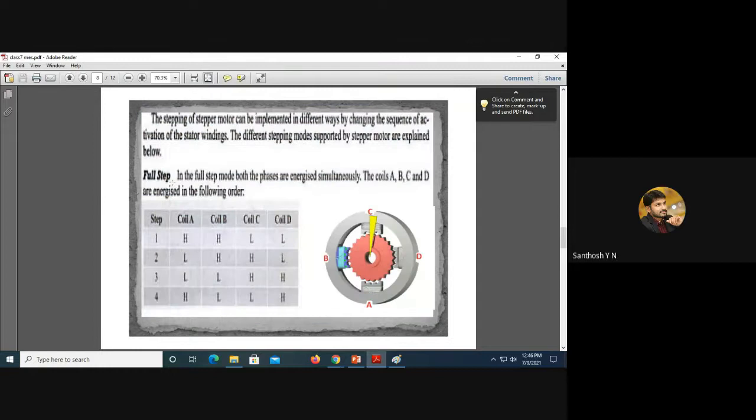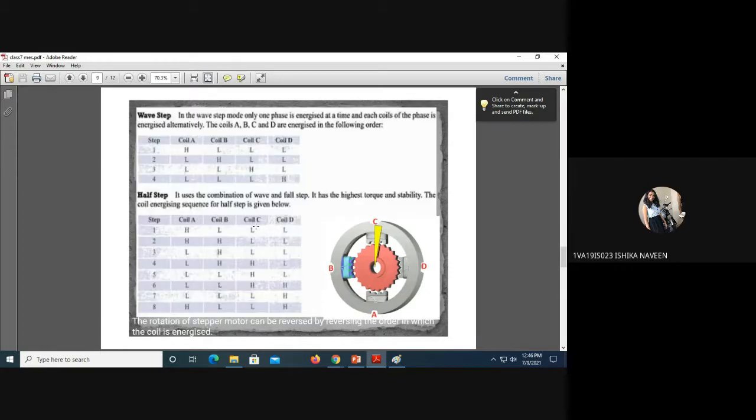If you observe in the full step, coil A and coil B are energized. In the next step, coil B and coil C are energized, and coil C and coil D are energized in the third step. In the fourth step, coil A and coil D are energized. H means high, L means low, as you all know. So is it clear about the first, full step concept?